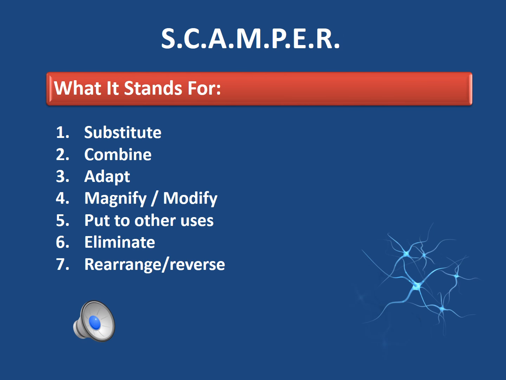Now we're moving on to SCAMPER, which is really an interesting process for idea generation. It stands for substitute, combine, adapt, magnify or modify, put to other uses, eliminate, and rearrange or reverse. Remember that you should always defer judgment while generating ideas so that no idea is left unexplored. When you're coming up with ideas, always write them down so that you don't forget them. The process of documenting thoughts and ideas can actually speed up the creative process and trigger new thoughts.